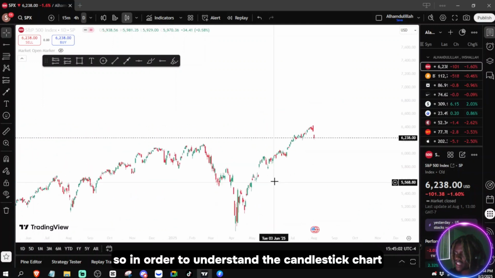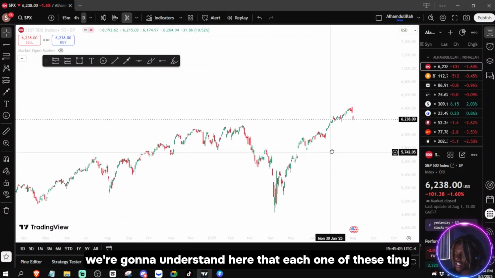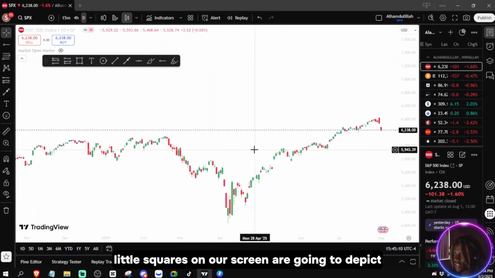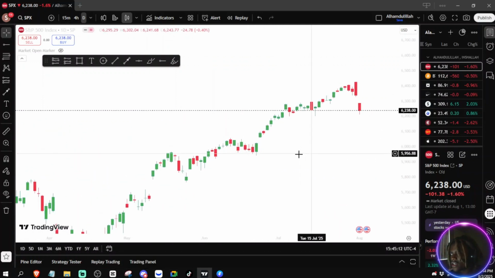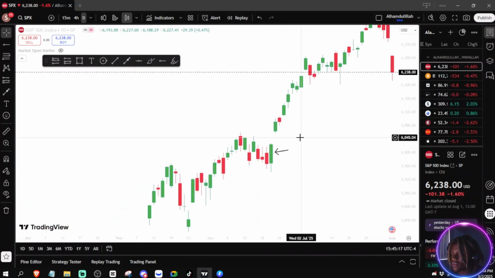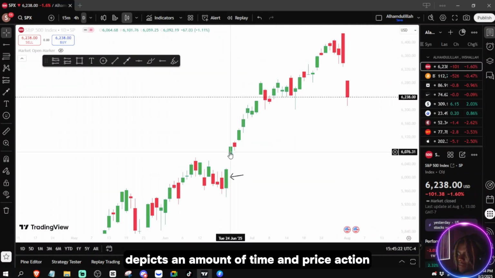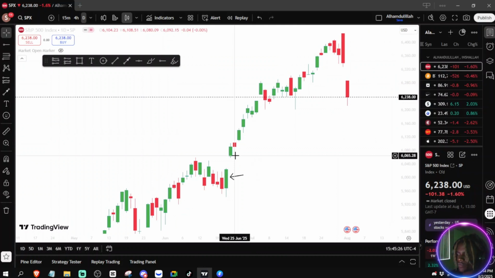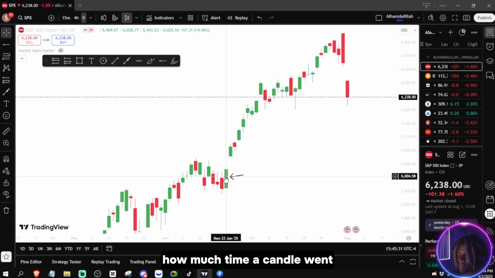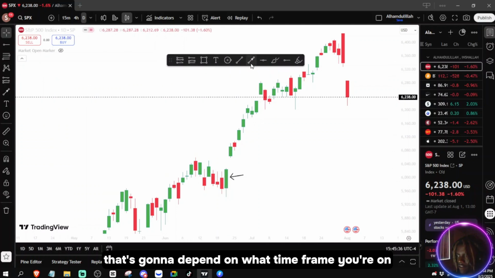In order to understand the candlestick chart, we're going to understand that each one of these tiny little squares on our screen depicts a candlestick. Each candlestick depicts an amount of time and price action. Let's talk about how we can tell how much time a candle covers. That's going to depend on what time frame you're on.